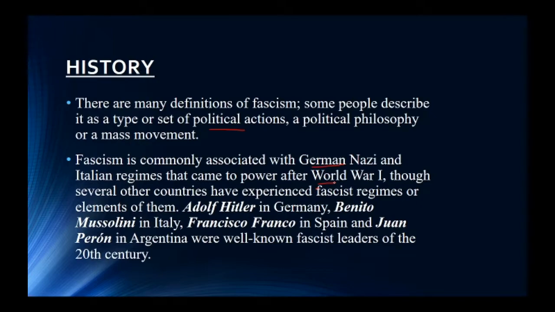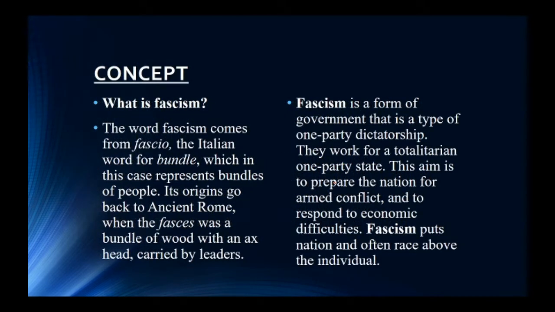So that was a brief history of fascism, and now let's start with the concept of fascism. What is fascism? Fascism is an Italian word that comes from fascio, which means a bundle of people connecting together in unity. Its origin can also be traced to ancient Rome, when the fasces was a bundle of wood with an axe head carried by the leaders. So its origins are quite way back in the past.